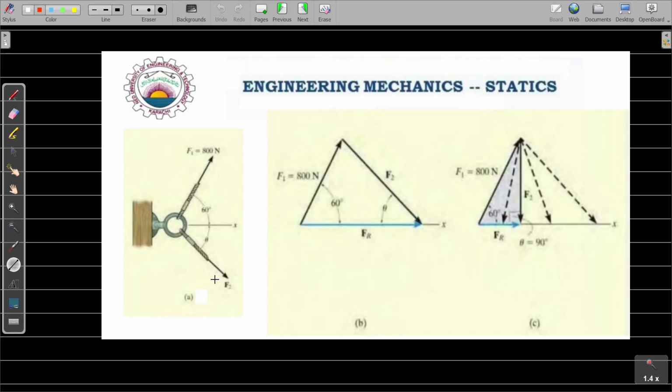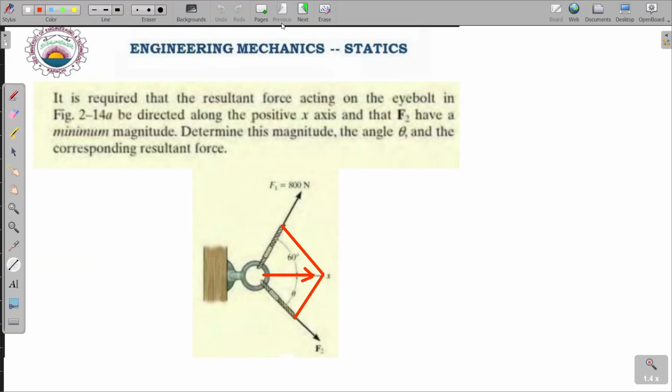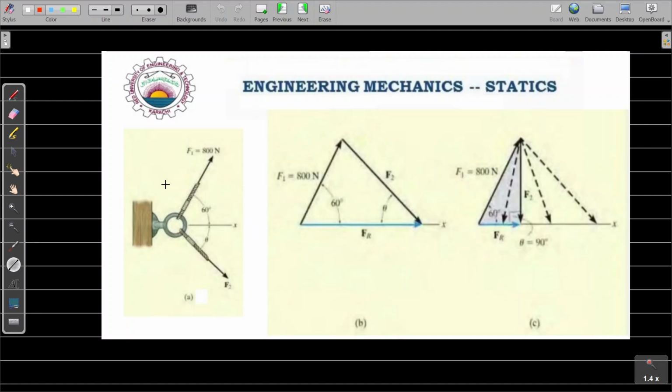In the same figure, out of that parallelogram we have taken out one of the triangles. This was our F1, which is 800 Newton, and this is F2, from the other side of the parallelogram, and this is our FR acting. Now between F1 and FR, which was lying along the x-axis, the angle is 60, and between FR and F2 the angle is theta. So these things are being mentioned.